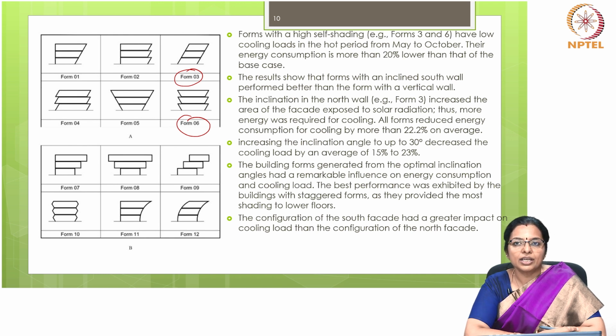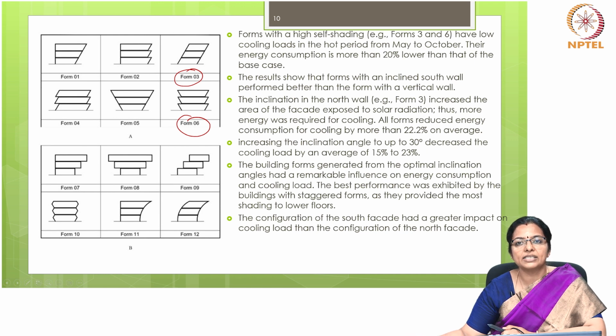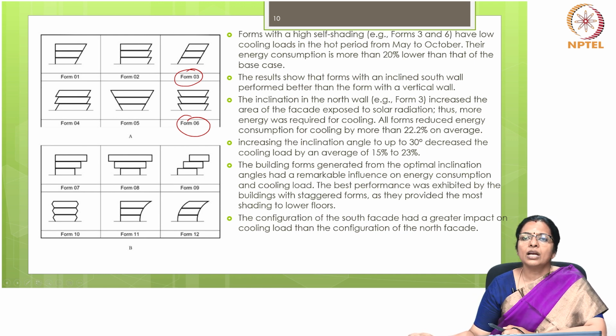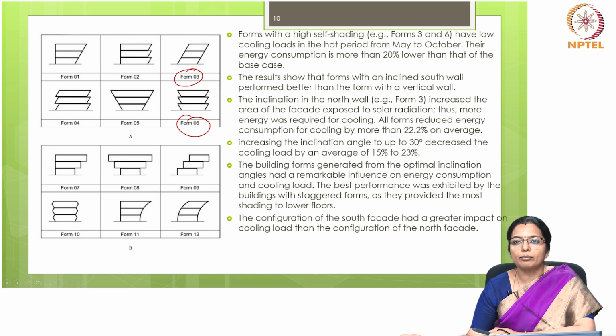The inclination in the north wall, that is form 3, increased the area of the facade exposed to solar radiation. Thus, more energy was required for cooling. All forms reduced energy consumption for cooling by more than 22% on average. Increasing the inclination angle up to 30 degrees decreased the cooling load by an average of 15% to 23%. The building forms generated from the optimal inclination angles had a remarkable influence on the performance.